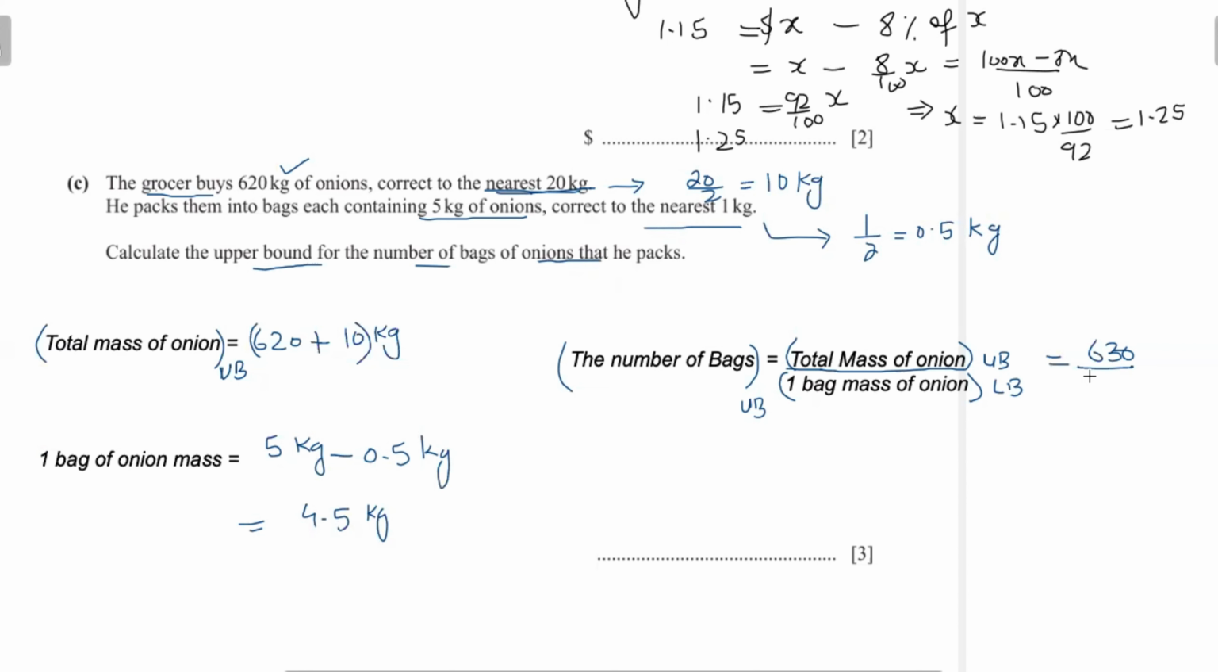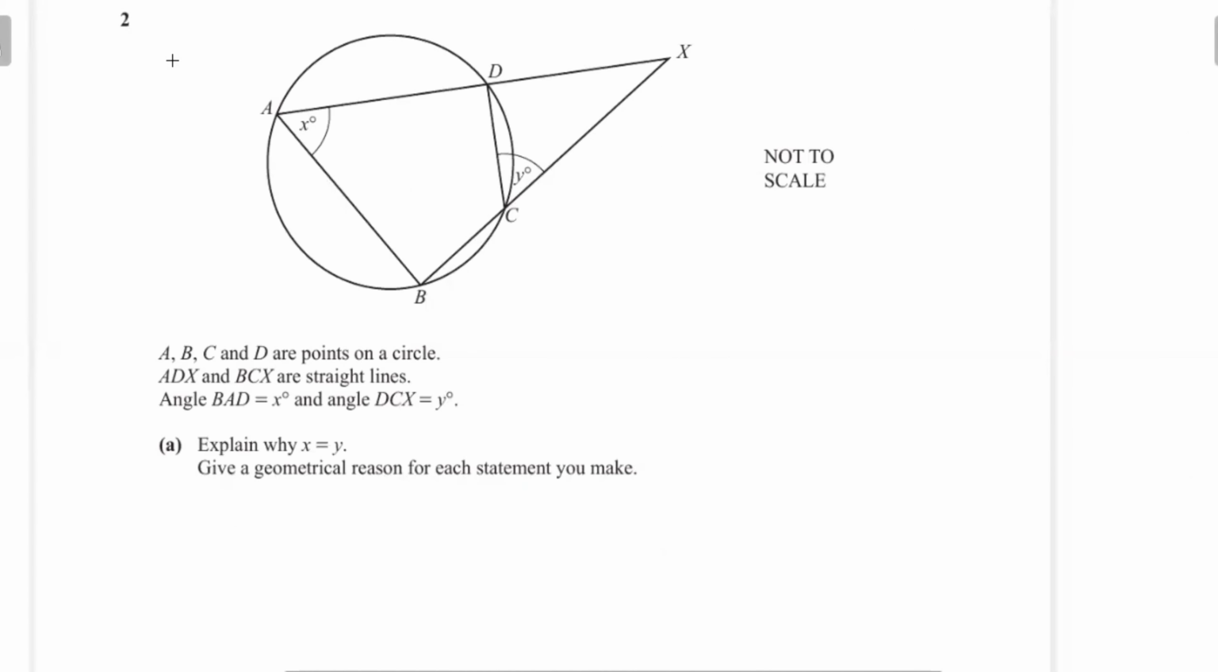And now we write here 4.5, and this value will be equal to 630 divided by 4.5, and this will be equal to 140 bags. This is the answer. Question number 2.